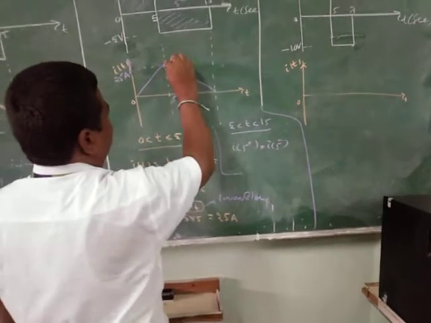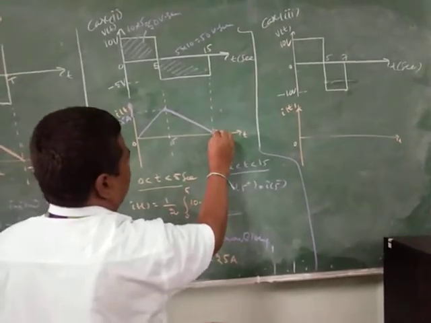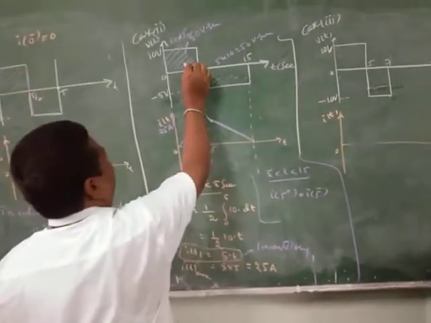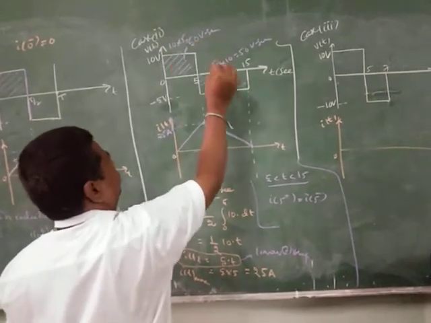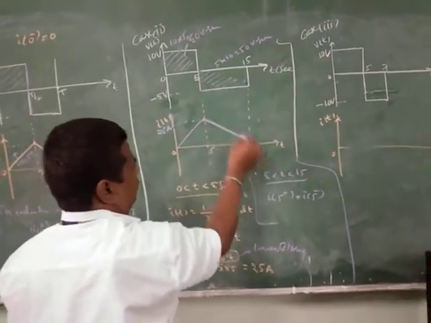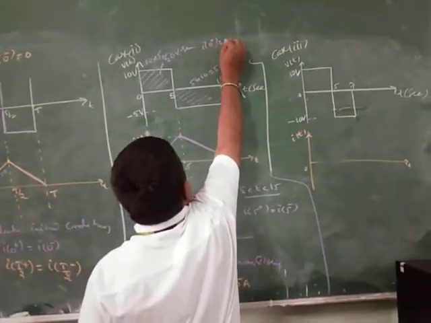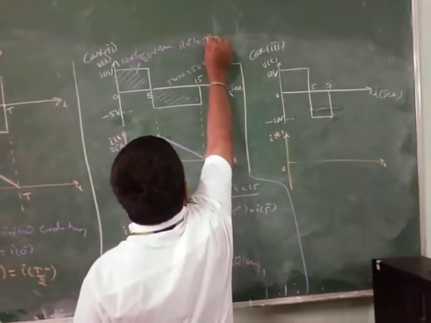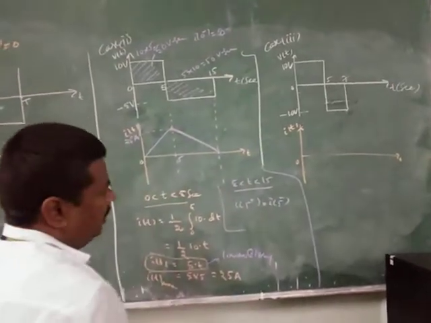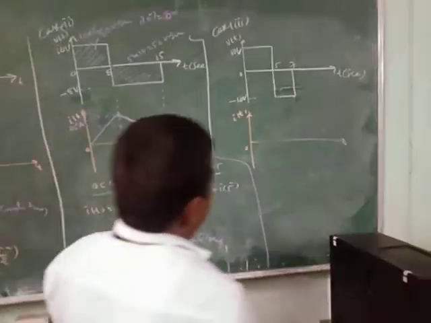Finally it comes down to 0. Why? Because the area under the positive is equal to the area under the negative, so the current will become the initial current. The initial current is I of 0 minus, which is equal to 0. Now coming to the last case.